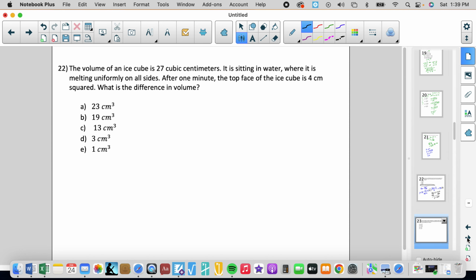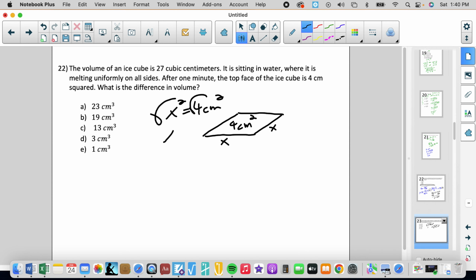The volume of an ice cube is 27 cubic centimeters. It's sitting in water where it's melting uniformly on all sides. After 1 minute, the top face of the ice cube is 4 centimeters squared. So that area on the top of the ice cube is 4 centimeters squared. So if it's a cube, we know that the sides have to be the same. So x squared equals 4 centimeters squared. So we take the square root and you get x equals 2 centimeters. That volume then for that ice cube would be 8 centimeters cubed, because volume equals side cubed.